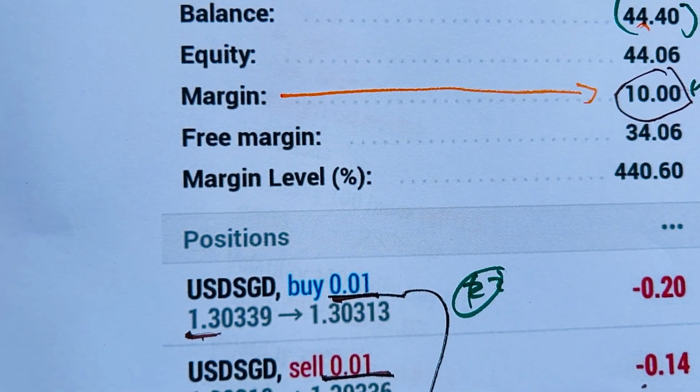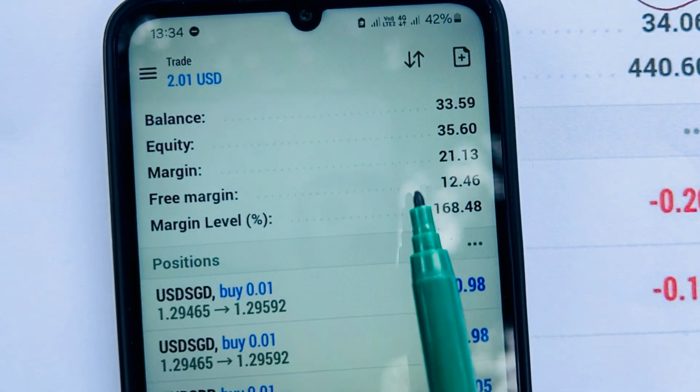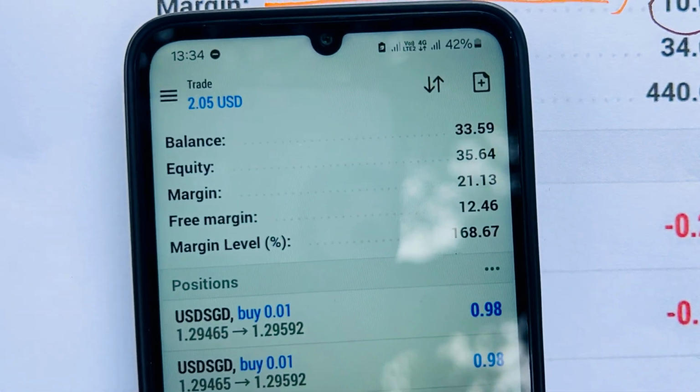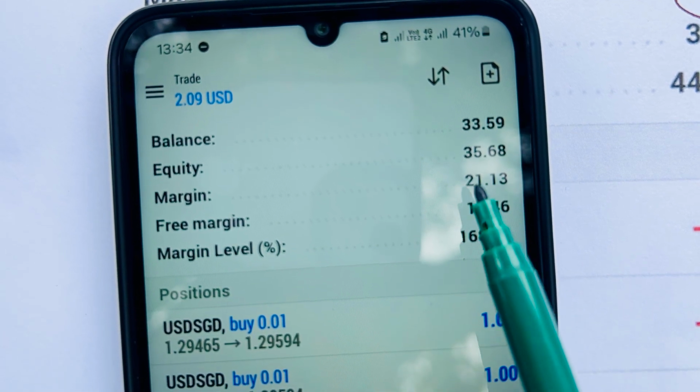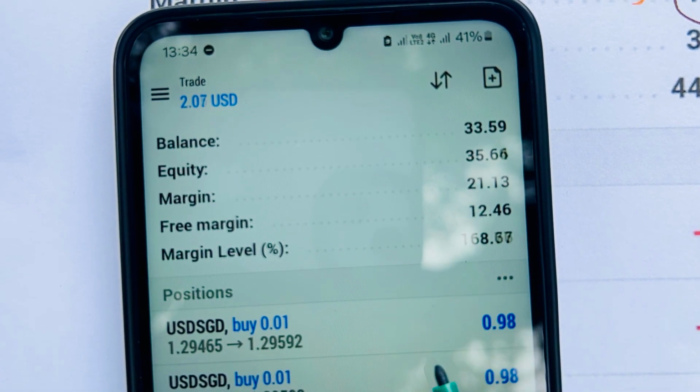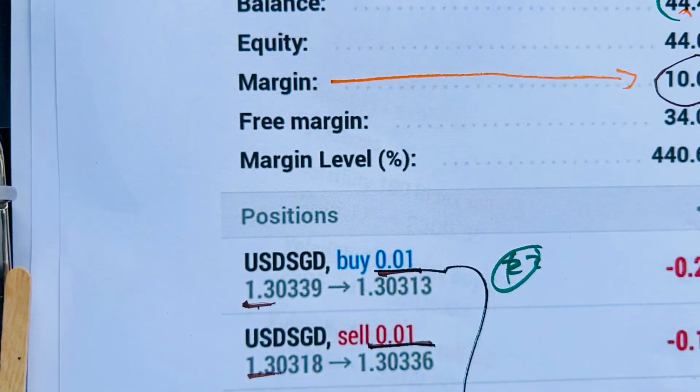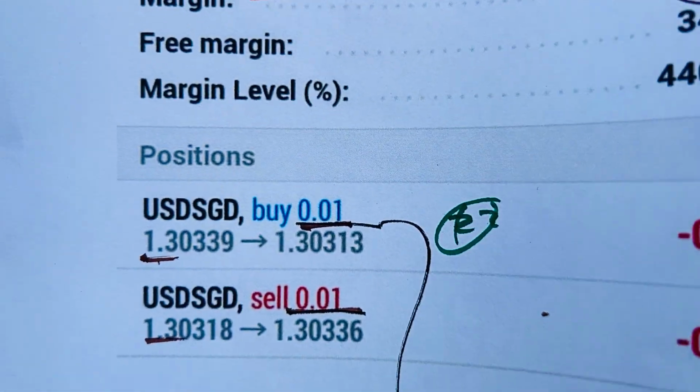Some traders out there use the free margin to continue trading, which means if they have less in balance but more equity and more free margin, they continue to add trades, and that is another strategy that is very risky for you to use.